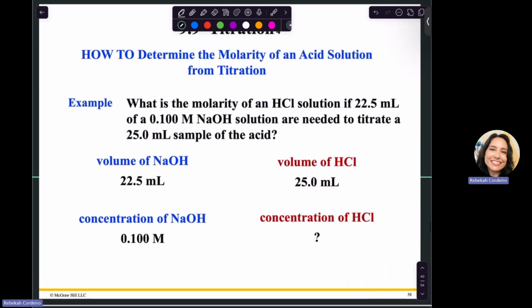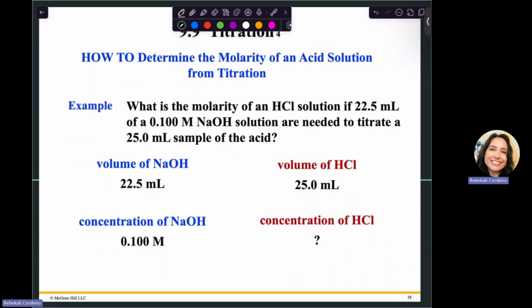So let's look at an example. What's the molarity of a hydrochloric acid solution if 22.5 milliliters of a 0.100 molar sodium hydroxide solution are needed to titrate a 25 milliliter sample of the acid? So I don't know the concentration of HCl. What am I looking for? I'm looking for the molarity of HCl, which is going to be moles over liters. So we kind of have two unknowns. So we're going to start to find our moles and then find our liters. Well, you may be thinking, liters are pretty easy to find. I have milliliters right here. Exactly. So the liters are pretty easy to find in this case.